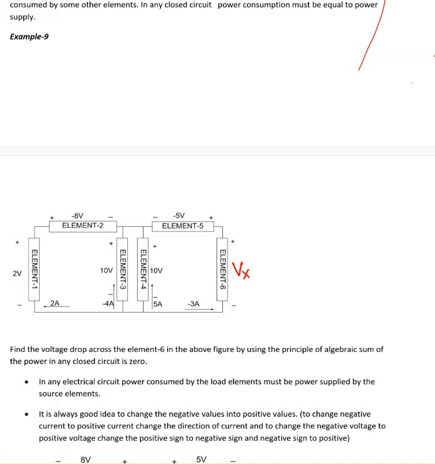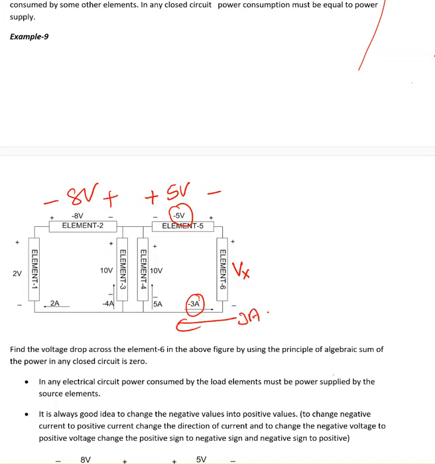Another important thing: he gave you some negative values. We can convert those negative values into positive values by changing the polarity. So what I can do here is, this is positive and negative, make it 5 volt, and negative positive, make this 8 volt, and here change the direction, make this 3 ampere.